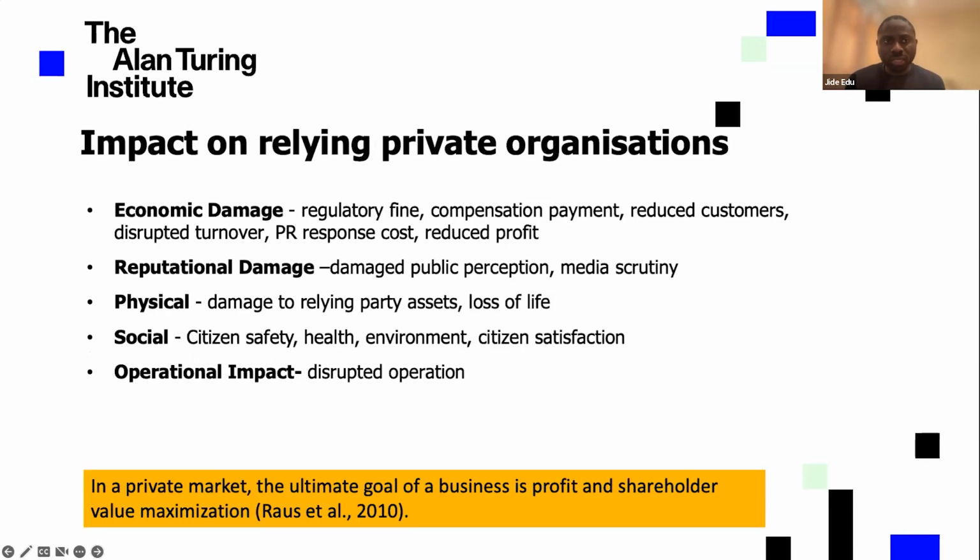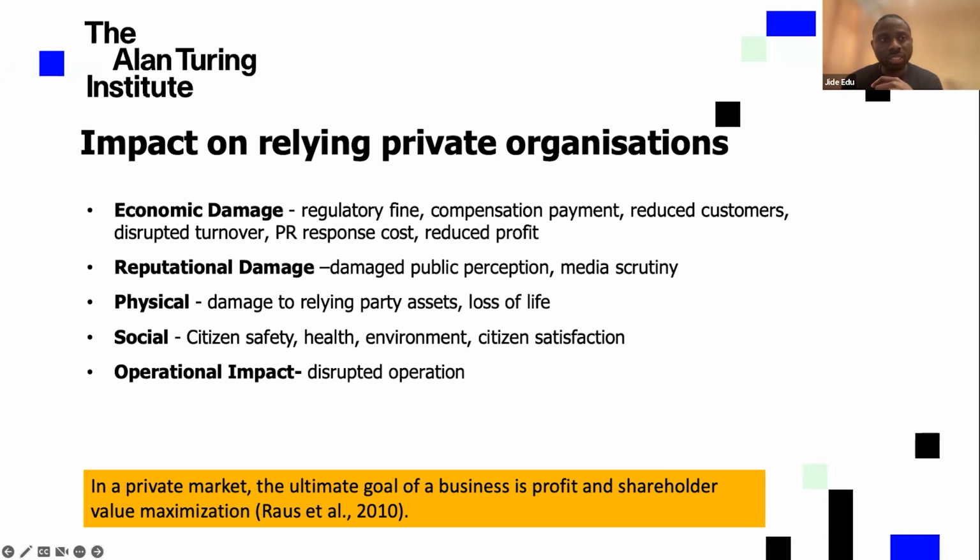Likewise, we look at the impact on relying private organizations. Private organizations depend on these identity systems for identification purposes. However, unlike public organizations, the value attributed to private relying parties differs. We know the ultimate goal of most private organizations is profit. So we try to quantify that impact category, the economic value or damage a compromise to national digital identity systems could cause on relying parties.